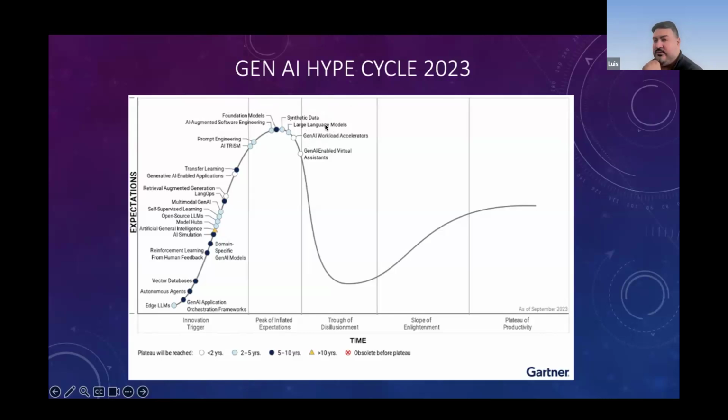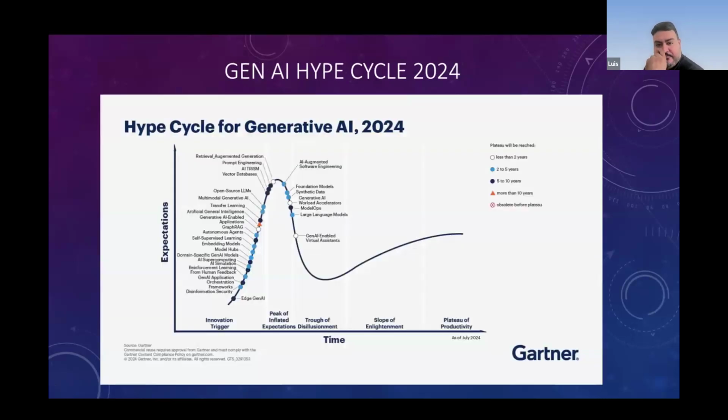So what did we see happening in 2024? A lot of the hype is now going through. People have seen, okay, LLM models actually are working, but they're not exactly what I thought they were going to be. And accelerators for workloads were not really going to happen here. Model ops and synthetic data were now passing through that peak.